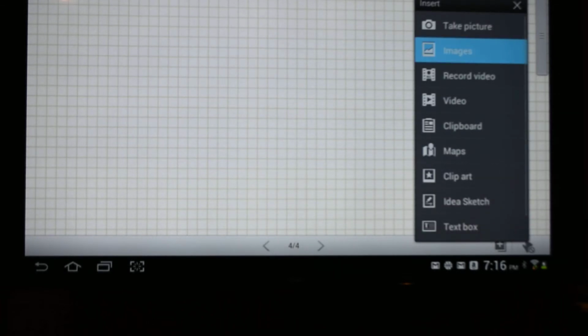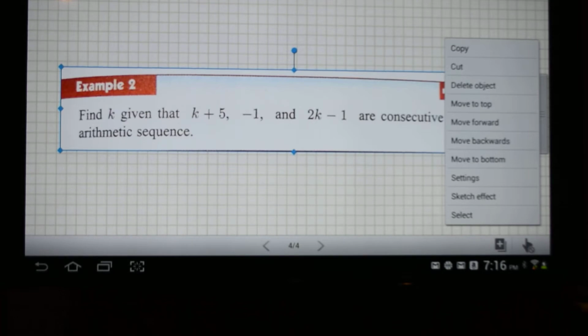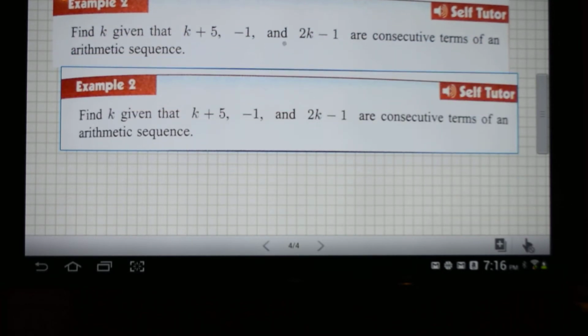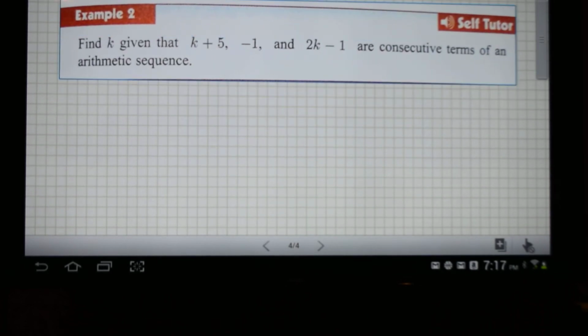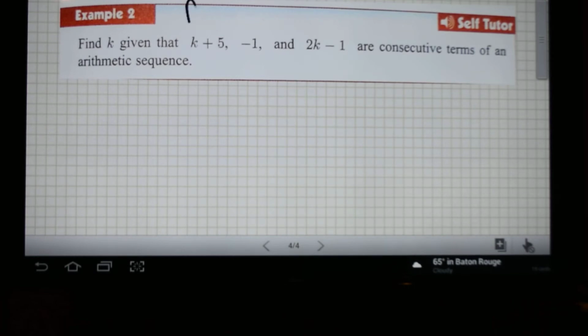Okay, let's see. Pull up these images. I already did these in advance. Okay, this is example 2. This is on page 349. And it says, how much time do we have left? 3 minutes, okay. Find k given that k plus 5, negative 1, and 2k minus 1 are consecutive terms of an arithmetic sequence.